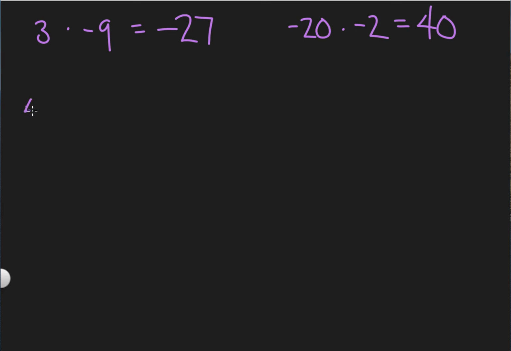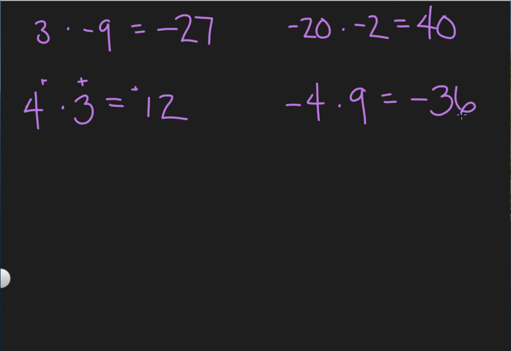Let's take 4 times 3. They're both positive. So if I've got a positive and a positive, my product is going to be positive. 4 times 3 gives me 12. Negative 4 times positive 9. Negative and a positive gives me a negative, and 4 times 9 is 36.